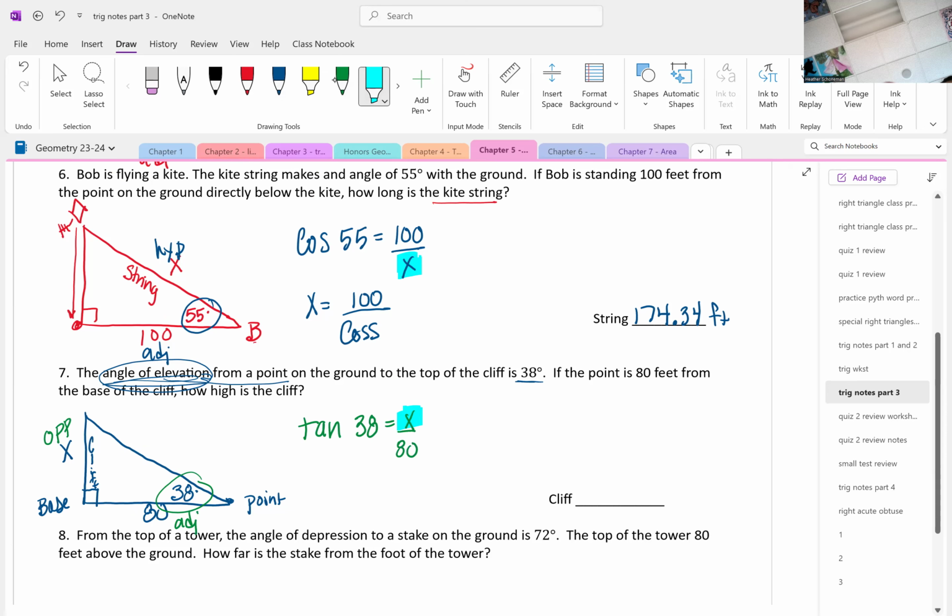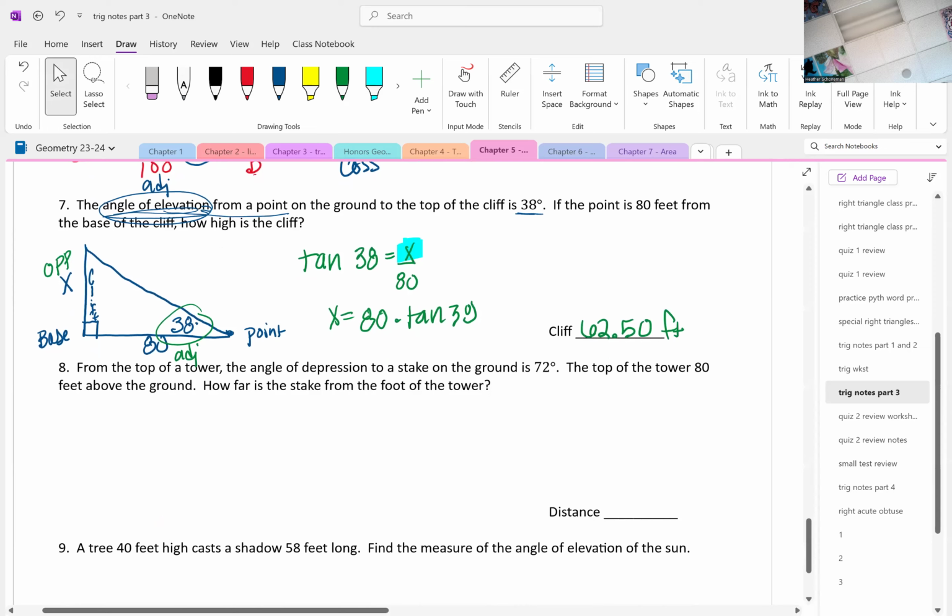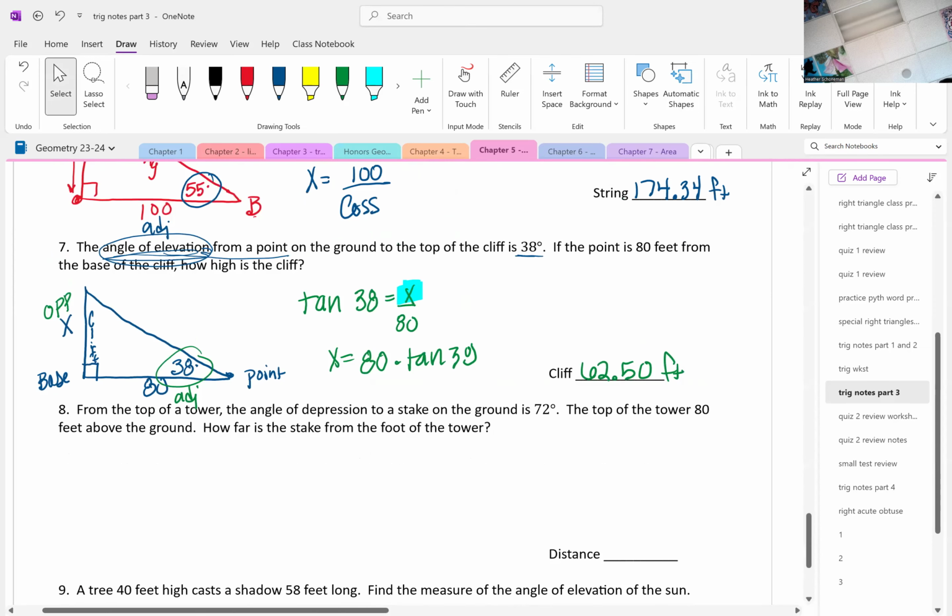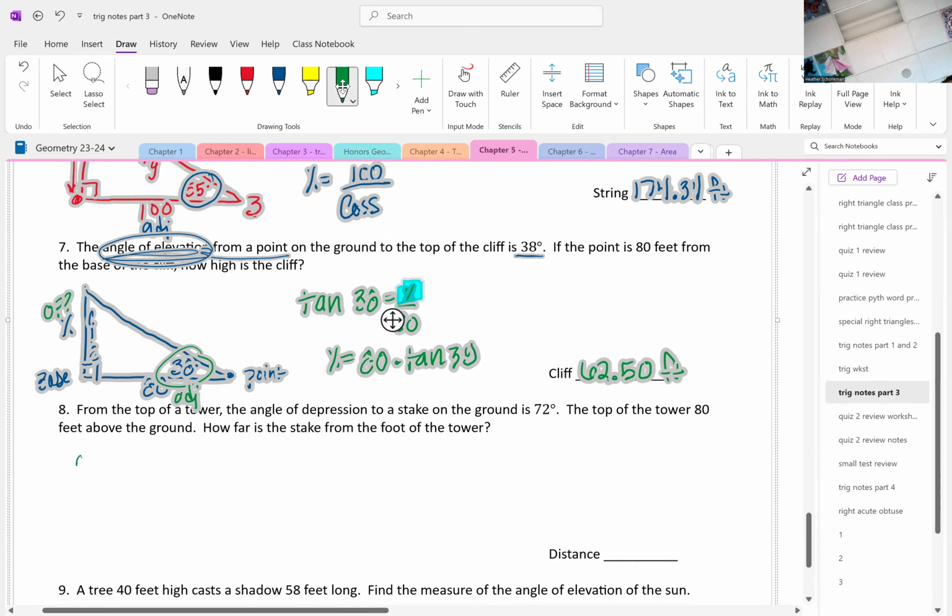Now, X is on top, so now I'm going to multiply. So I have 80 times the tangent of 38. And because it is a side length, I'm going to round to the nearest hundredth. So that's going to give me 62.50. Make sure we label, and we've got feet. Okay, 2 more. We're getting there.